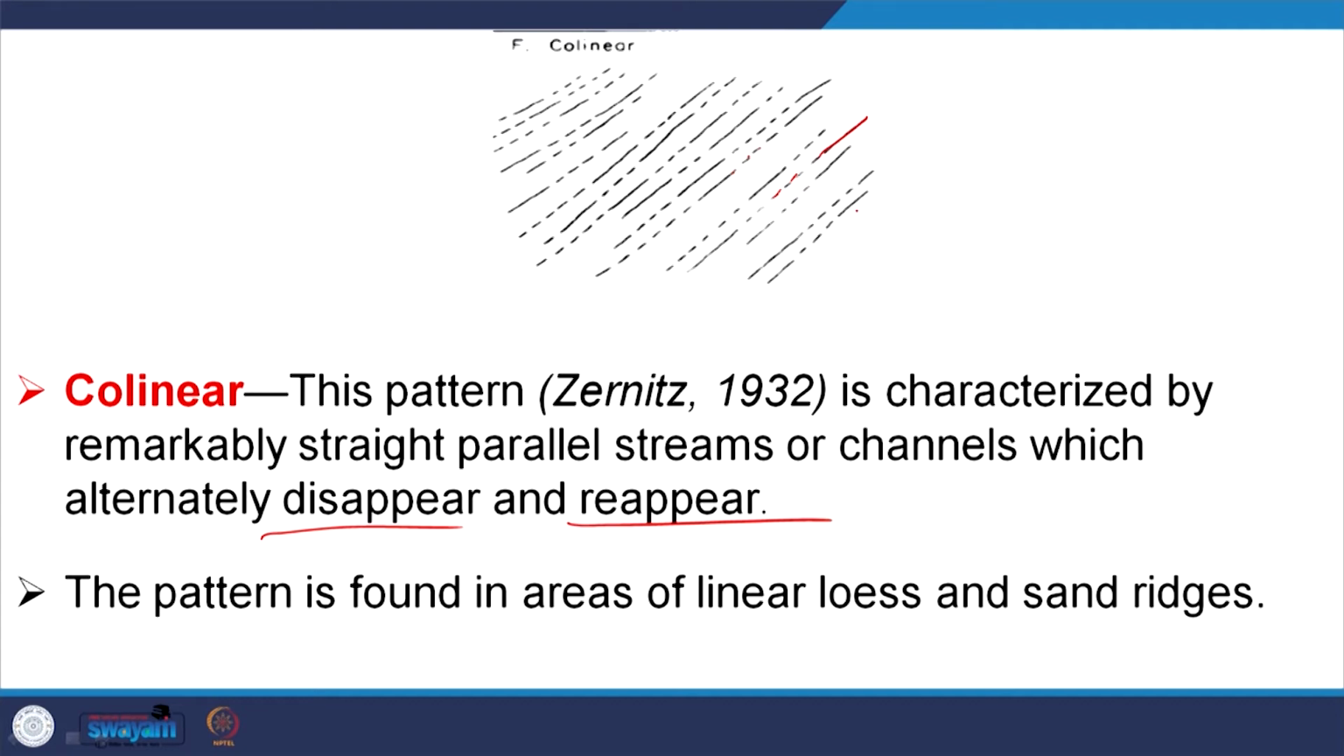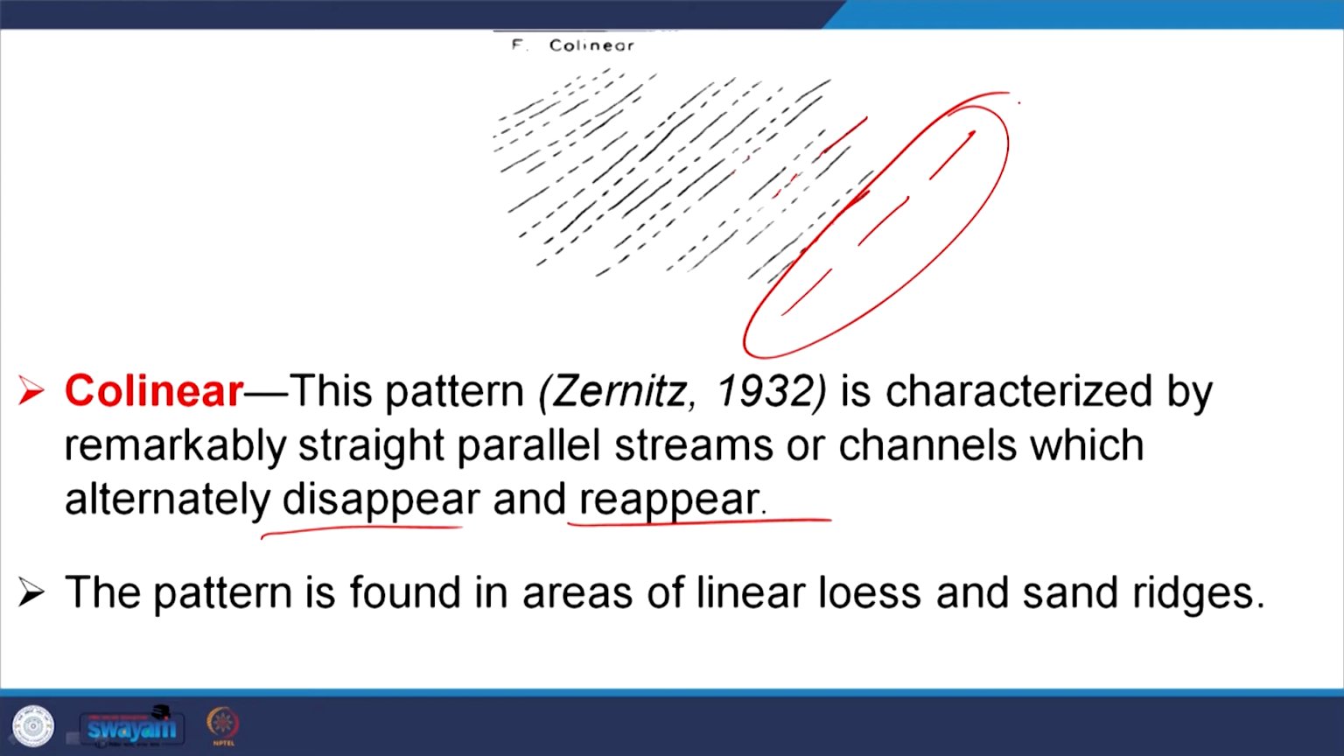For example, here this black line is appearing and this white portion is disappearing. Similarly, the black line is appearing and the white portion is disappearing. So, within a straight line, appearing, disappearing, appearing, disappearing. This type of drainage pattern is called colinear drainage pattern.